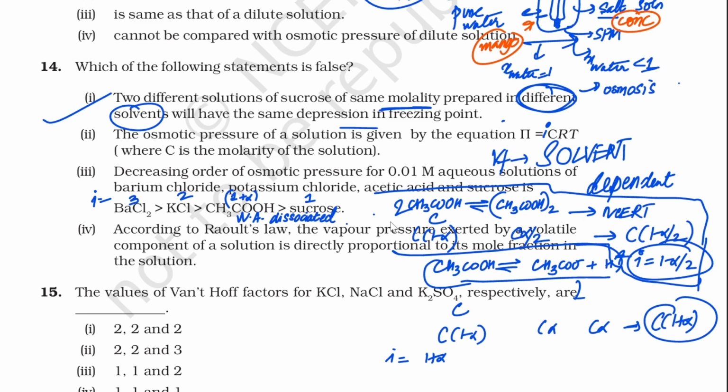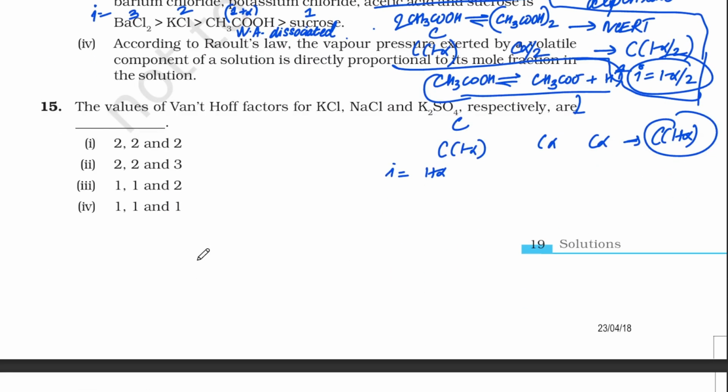So हम लोग करेंगे. According to Raoult's law, the vapor pressure exerted by a volatile component of a solution is directly proportional to its mole fraction in solution. Wow, difficult question, huh? ये वाला सच है. चलो, values of Van 't Hoff factors. यार, this bugs me. It should be Van 't Hoff. That's what Wikipedia says. Anyway, Van 't Hoff factors for KCl इन सब का दिया हुआ है. Wow, 2, 2, 3.